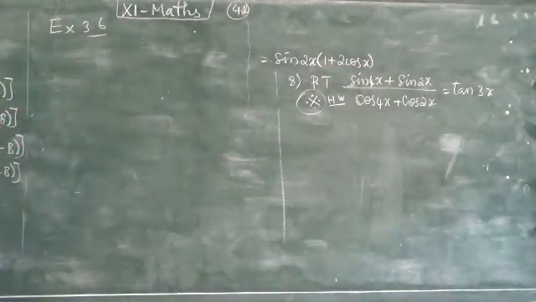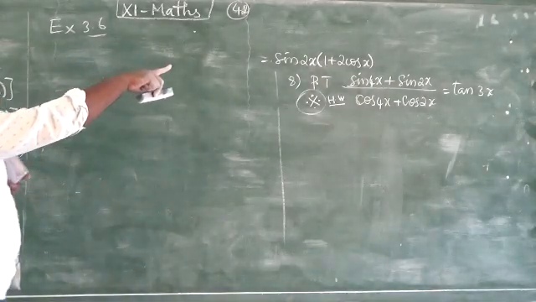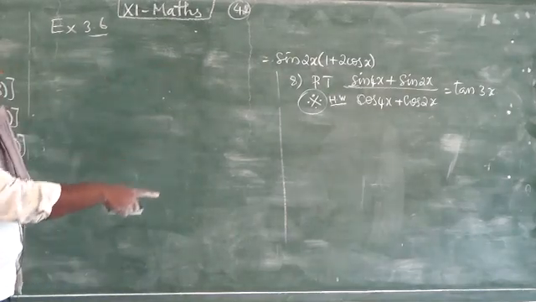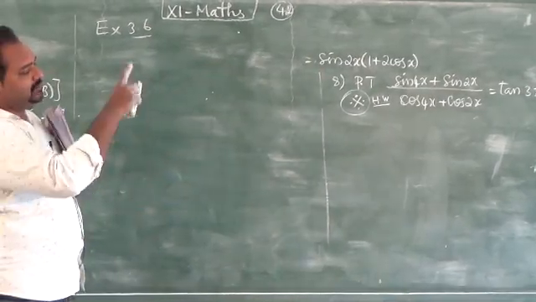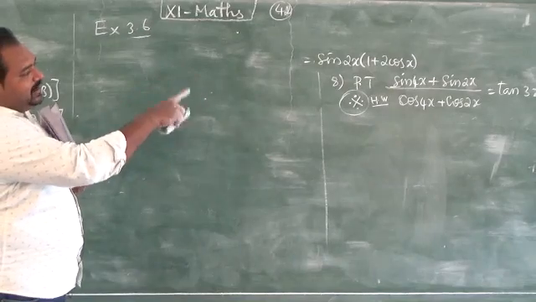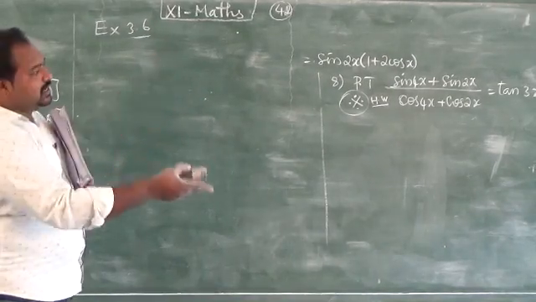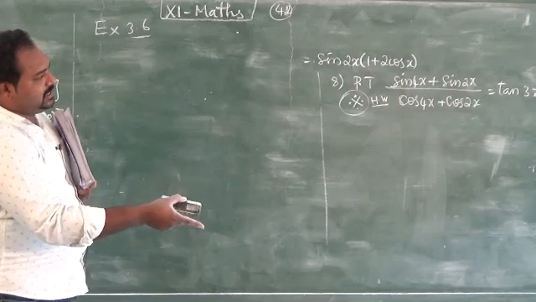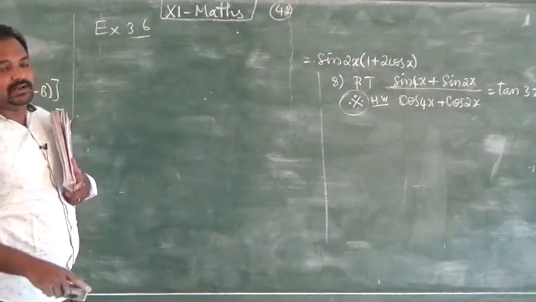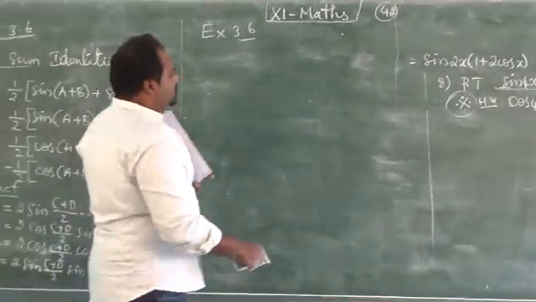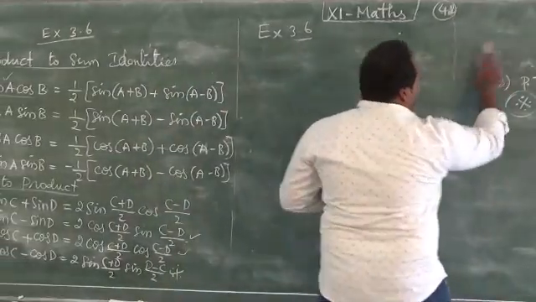Only 2 identities we are going to use. If you use the first identity in the numerator and the second identity in the denominator, automatically some things will be cancelled. The remaining sin 3x will be in the numerator, cos 3x will be in the denominator. You will get tan 3x automatically, the right hand side value. So this is homework, you can do it on your own.